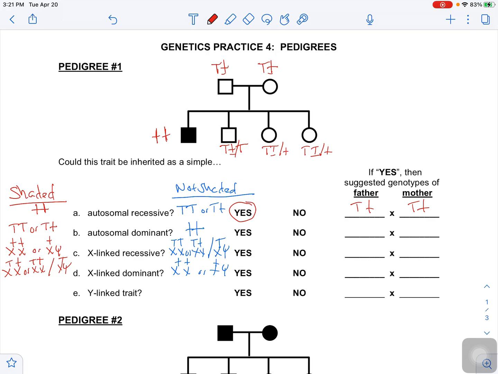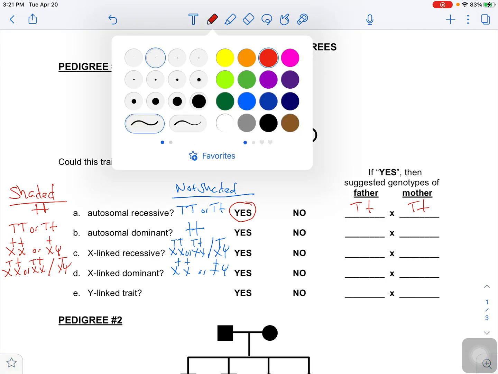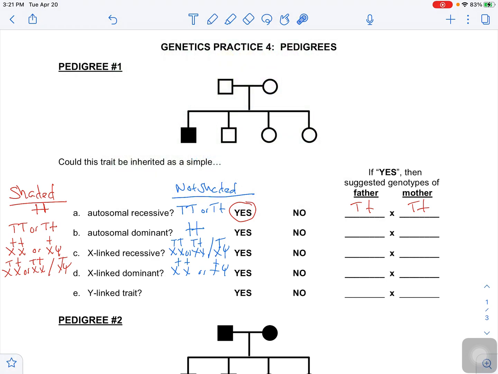So that's just for one. Now what we would need to do is do that for autosomal dominant. So we're going to erase that and start again. Now if we're going to assume autosomal dominant, what we're going to assume now is the shaded individuals are dominant, have a dominant allele, and the not shaded individuals are recessive.